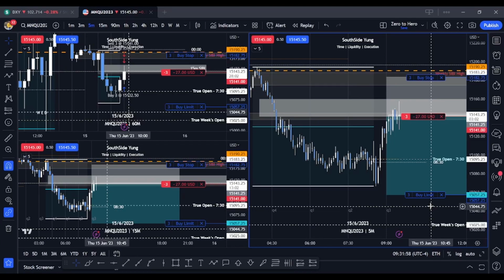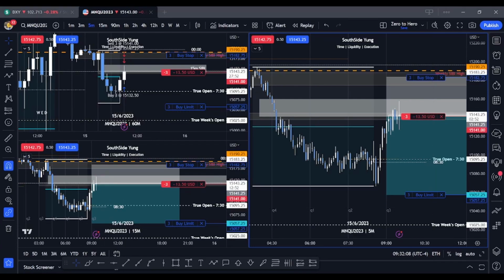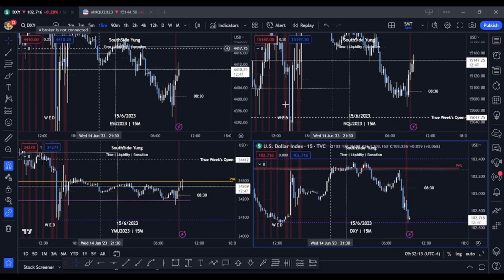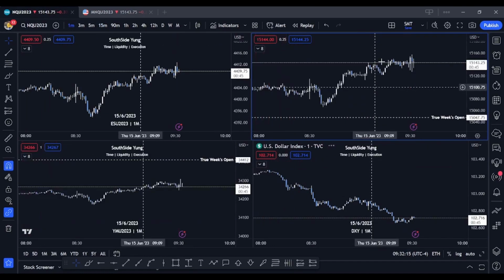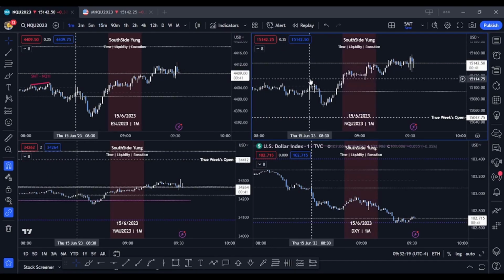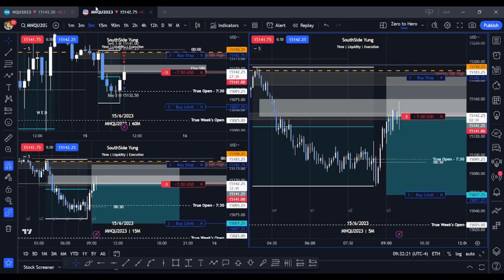So again, just using that true 730 open, we are above the true week's open here, above 830, below midnight, of course, but midnight is like way high up, right? So SMT with NQ. Do we have SMT? I don't really see anything from right here.